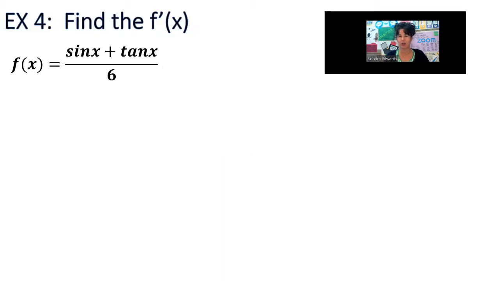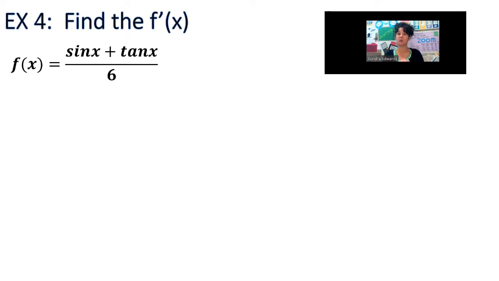Last example, a few more trig functions. Okay, so we have a fraction. So hopefully some of you are immediately thinking, oh, that's probably quotient rule. But we can save ourselves some time. When you have two things that are being divided, if they both have x's in them, then you're probably going to use the quotient rule.